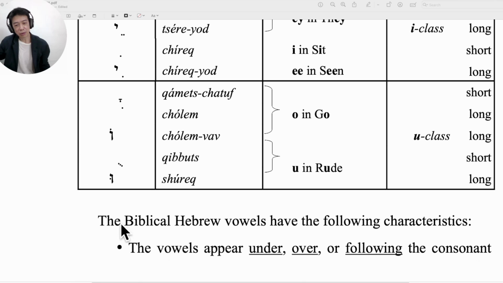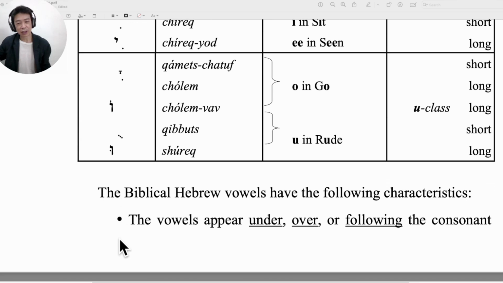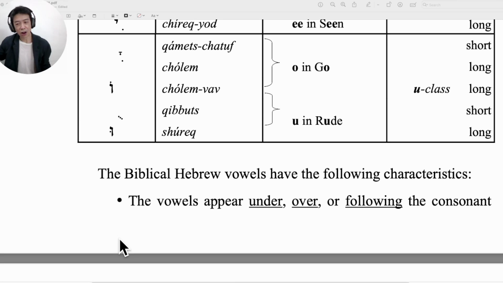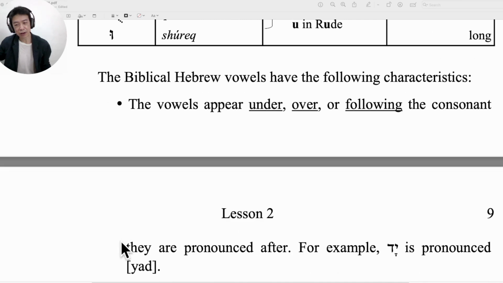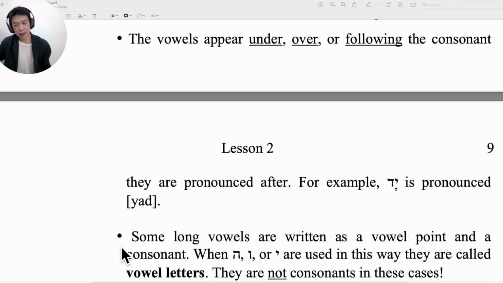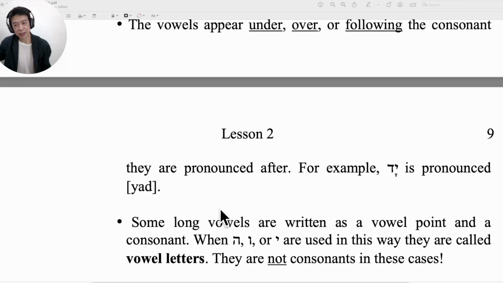So biblical Hebrew vowels have the following characteristics. The vowels can appear under, over, or following the consonant. They are pronounced after it. For instance, if you see this kametz under a yod, it's pronounced as yad, because yod is pronounced as a y, ya, and then dalet is pronounced as a d: yad.